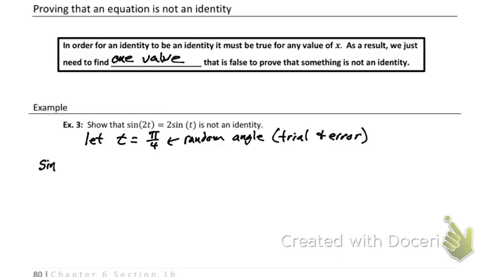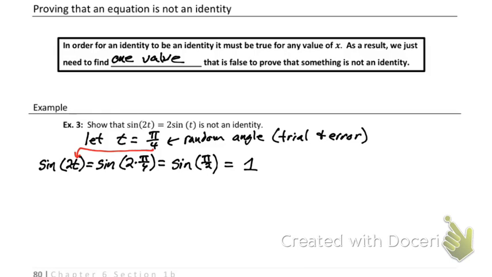So we're going to check sine of 2t first. Well, if I plug pi over 4 in for that t, we are going to have sine of 2 times pi over 4, which is going to be sine of pi over 2. Well, pi over 2 is straight up, at 0, 1, so our sine value actually equals 1. Sine of pi over 2 just equals 1.